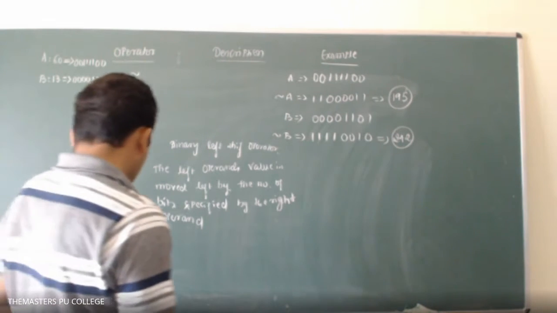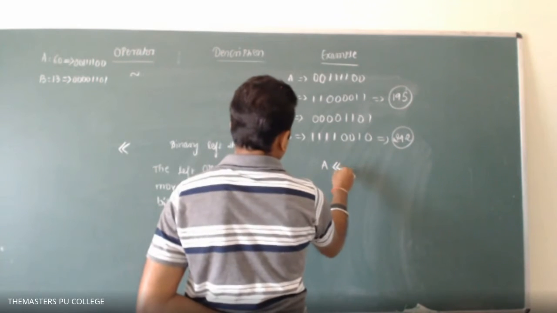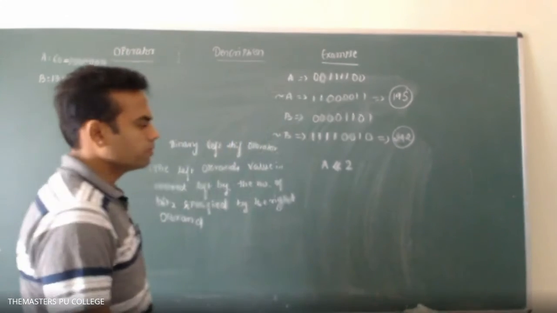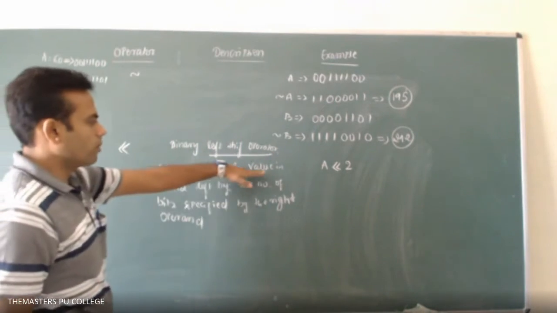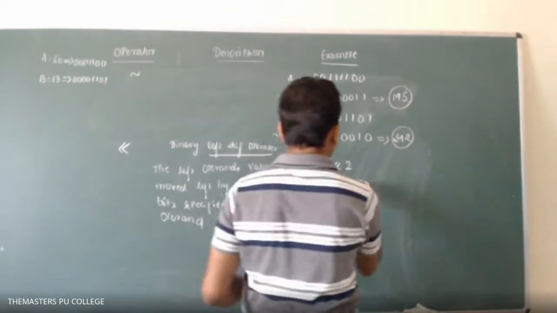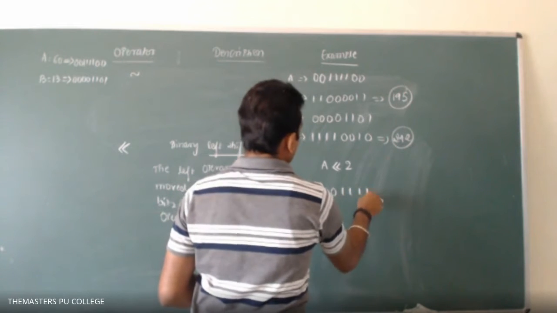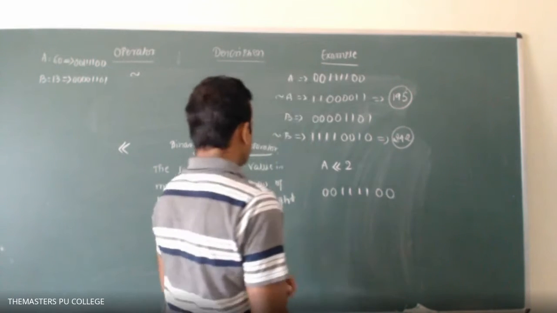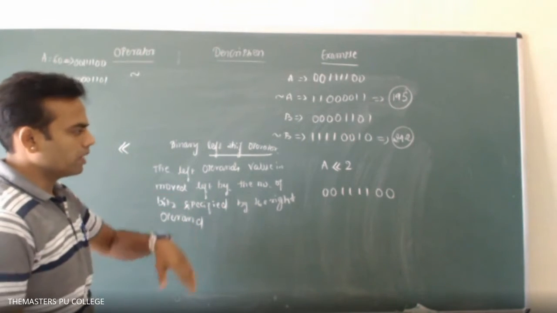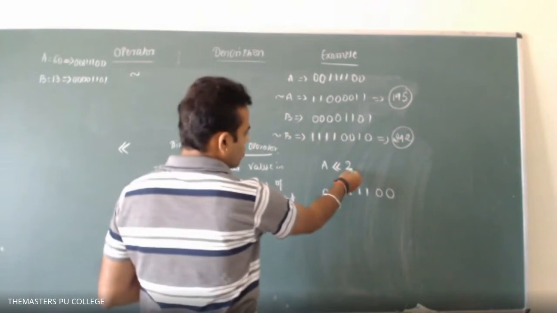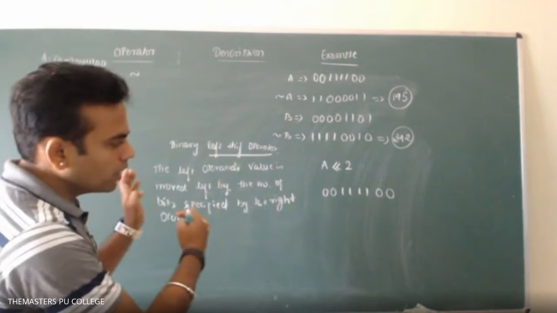Okay, right. So here I'll consider the value of A as 2. What happens here? This is the binary left shift operator: the left operand's value, which is 0 0 1 1 1 1 0 0, is moved to the left by the number of bits specified by the right operand. Which is the right operand? 2. So it will be shifted to the left side.